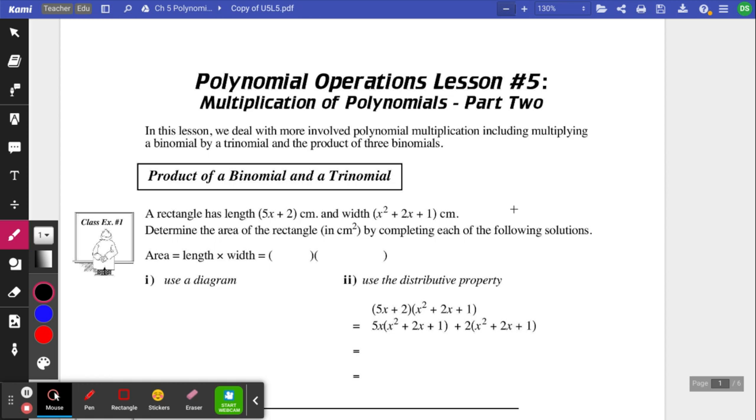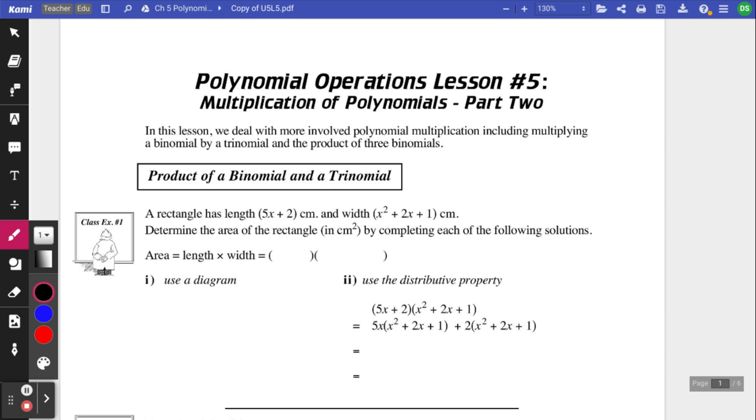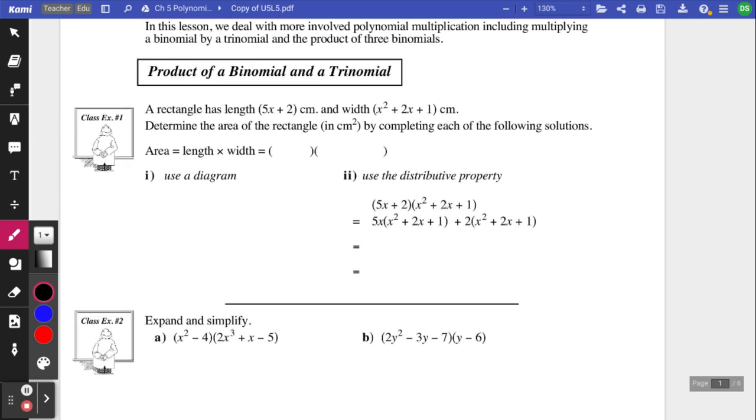Okay, so ready? In this lesson we'll do more involved polynomial multiplication, in case you didn't think it was involved yet. Now it's going to include multiplying a binomial by a trinomial and the product of 3 binomials. So yesterday we were doing 2 with maybe a constant in the front. Now we're going to get even harder. And not harder, just more. Okay? So here it goes.